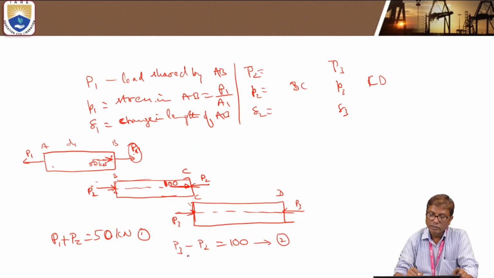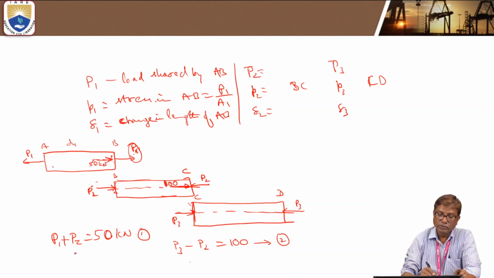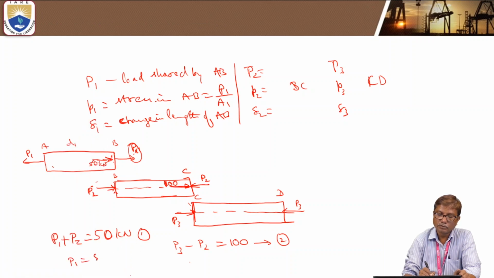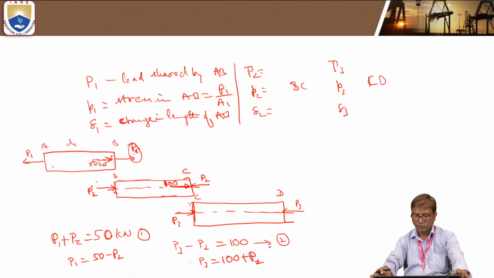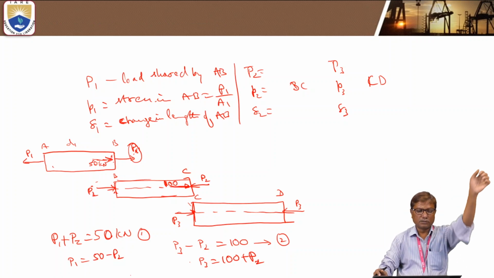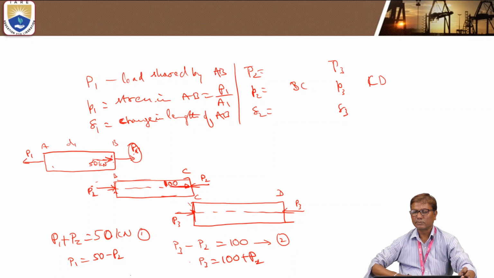Okay. Or P3 equal to 100 plus P2. P1 is equal to 50 minus P2. P3 is equal to 100 plus P2. Okay. So these are the two relations we have between the forces P1, P2 and P3. So now we have one more relation.